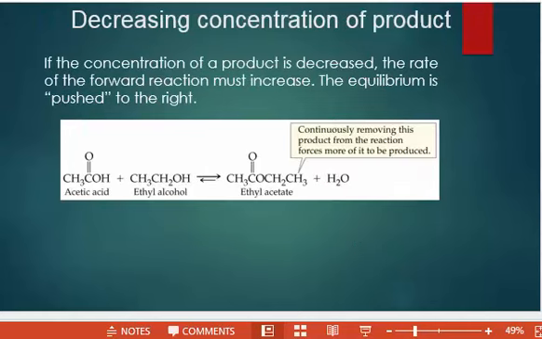Another stress is the removal of a product from a system at equilibrium. If we remove a product, the reaction will shift to the right to form more product. This is a way to force a chemical reaction to produce more product, and it is an approach that is utilized by many biochemical reactions.